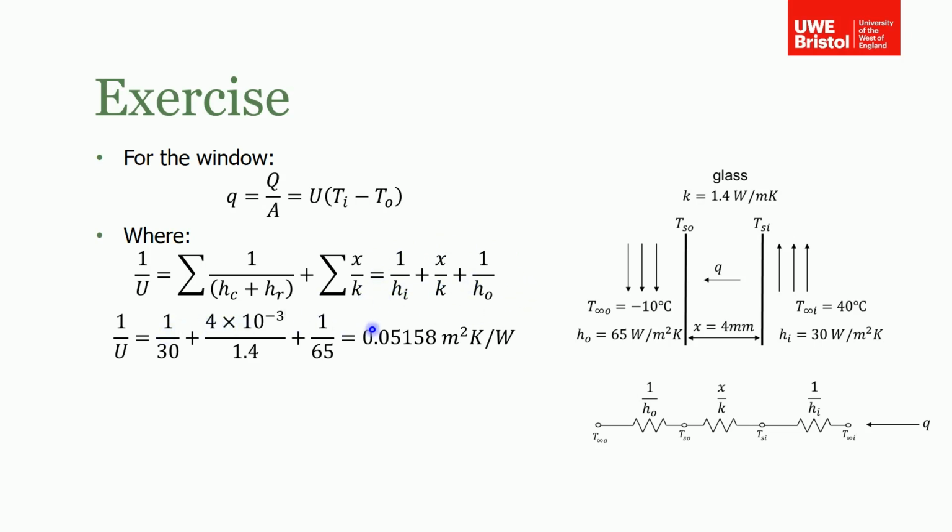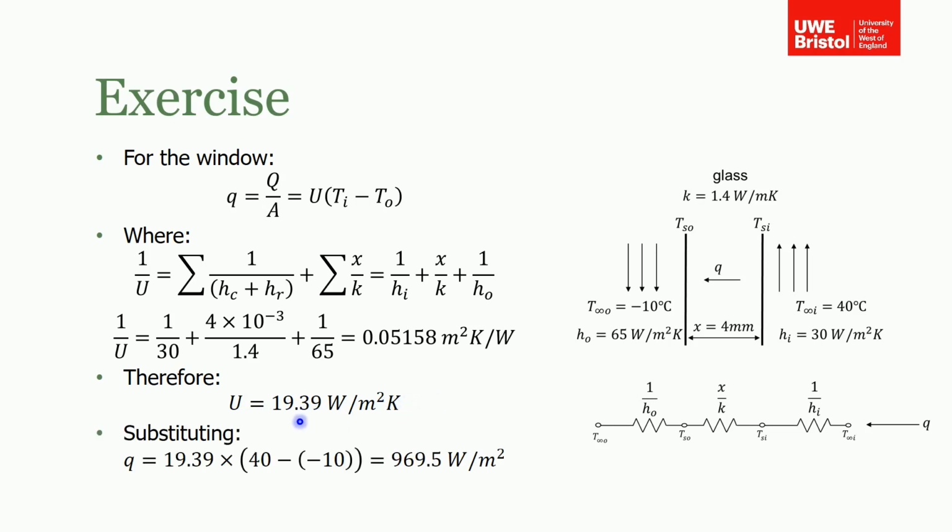And if we plug in the numbers, do the sums, we come up with this value, but that's not what we want. We take the inverse of that, so the U value is 19.4 watts per meter squared Kelvin for the whole system, if you want to think about it like that. So therefore, if we now substitute the inside temperature and the outside temperature, remembering to put the minus sign in there, then we end up with a total heat flux of around 970 watts per meter squared.